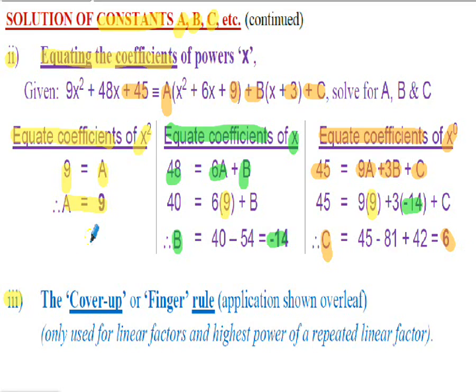The third method of finding the constants is the cover-up rule, and that's the rule we'll be using most often in the solutions on the following slides. Do note though that the cover-up rule can only be used to find linear factors or the highest power of a repeated linear factor. The equating coefficients method shown above can be used to find constants in all partial fractions problems, but for linear factor problems it sometimes can involve more work than is required for the cover-up rule.